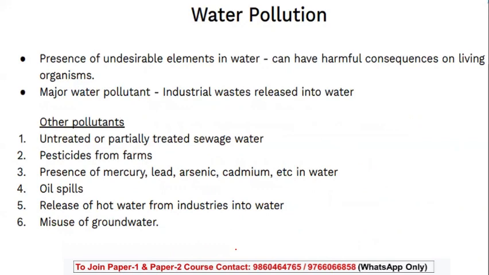Now, talking about water pollution, the presence of undesirable elements in water has led to water pollution, in the form of major water pollutants such as industrial waste released in water. There are other pollutants like untreated waste, sewage water, pesticides from farms, or the presence of mercury, lead, arsenic. For example, as I said, mercury is toxic, which we have seen in various examples earlier. Oil spills or hot water release from industries into water, and misuse of groundwater, are examples of water pollution.